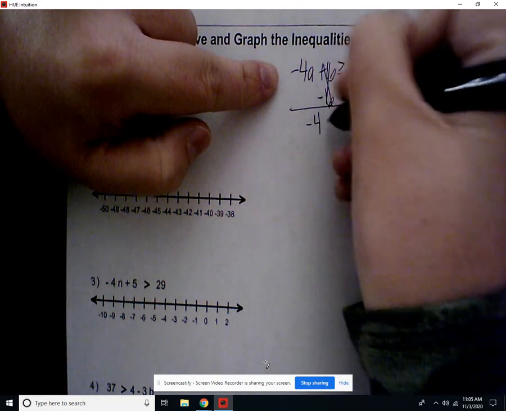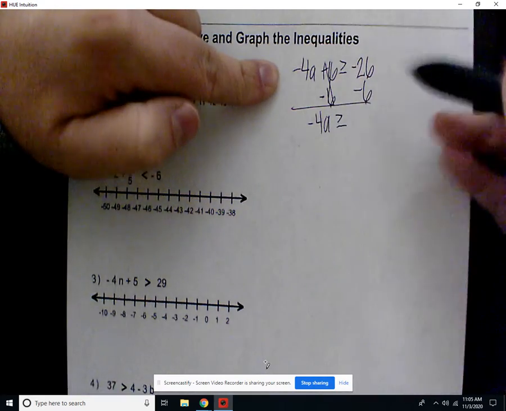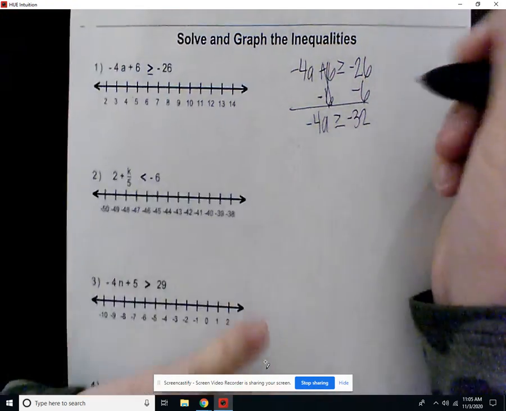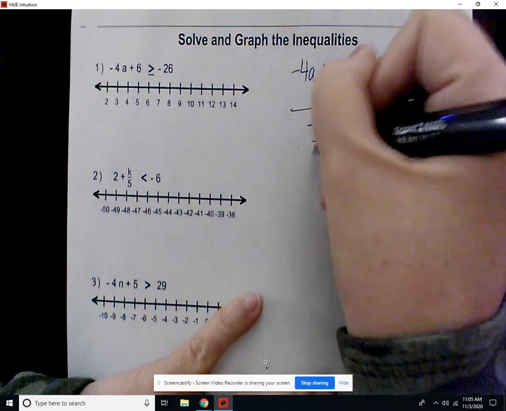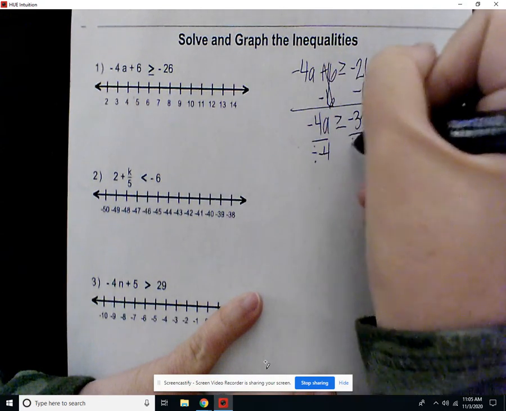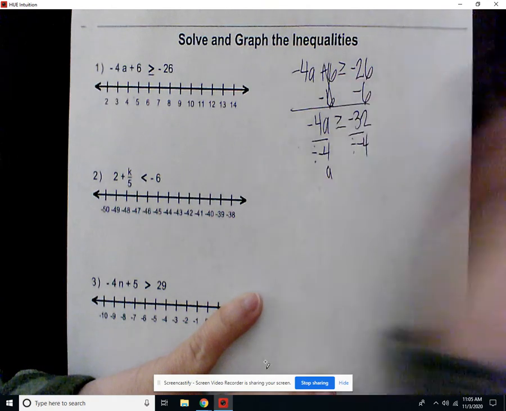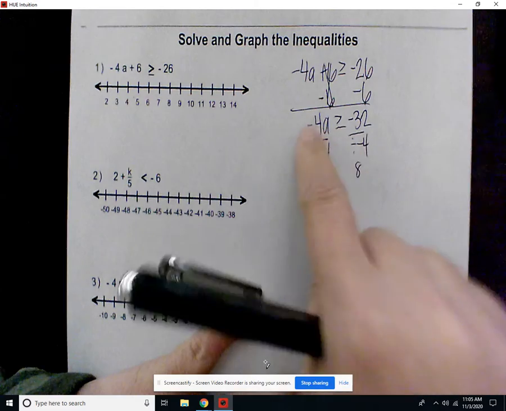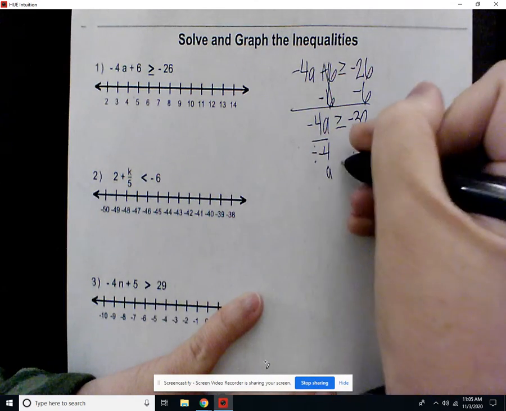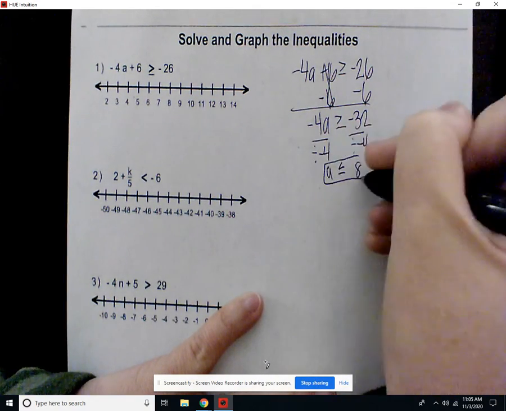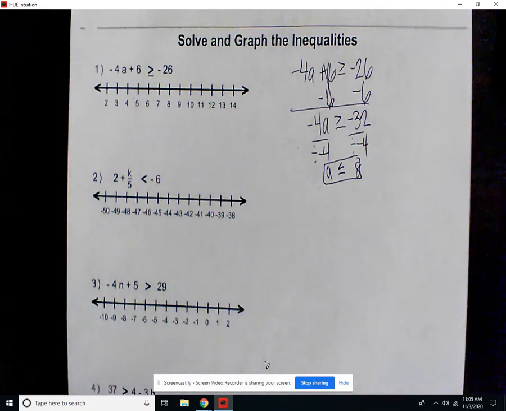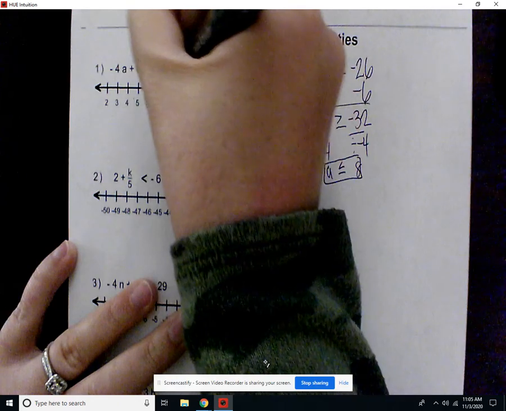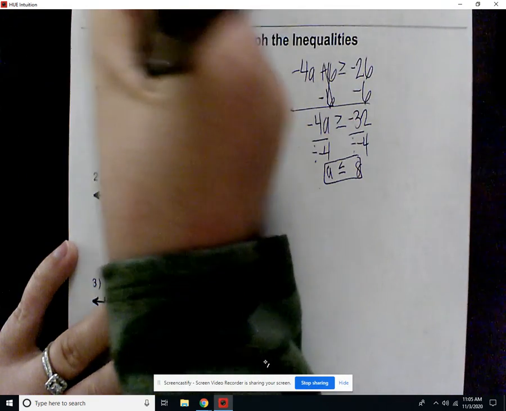Bring down negative 4a, bring down our arrow. Negative 26 and negative 6 make negative 32. Okay, and then we're going to divide by negative 4. Okay, a negative and a negative are going to make a positive. And since our letter was negative, our arrow is going to flip directions. So it's now going to be a less than sign. So we're going to have a closed circle at 8, and it's going to be going to the left.